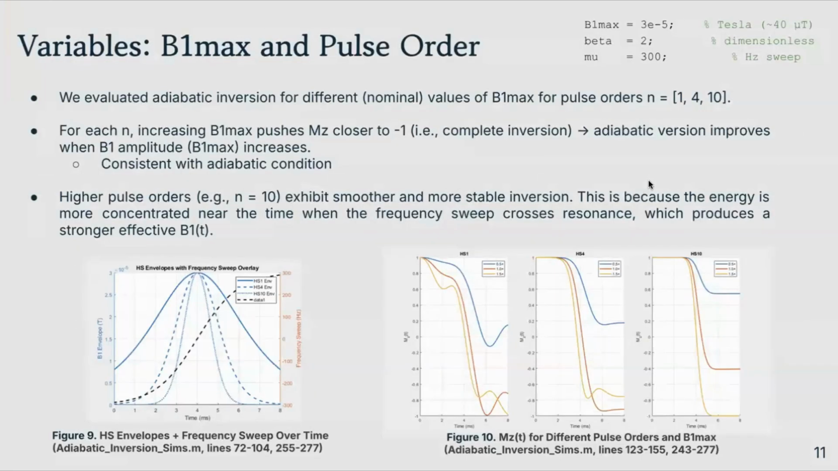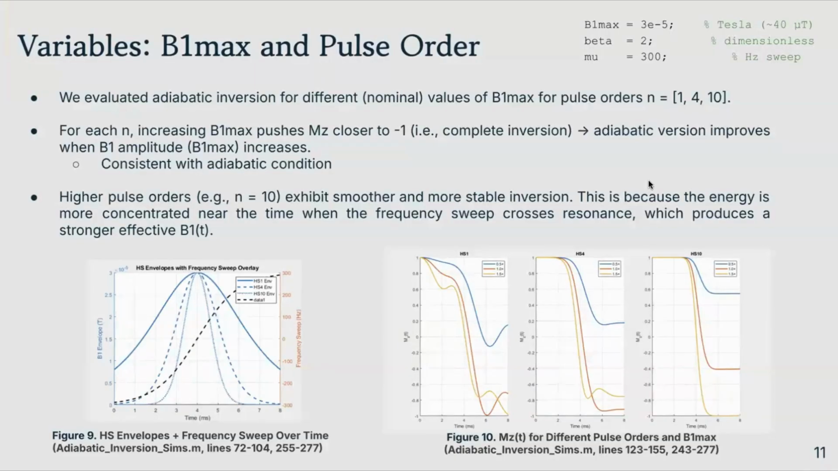Next, we're going to talk a little bit about what happens when we vary B1 max over pulse orders 1, 4, and 10. So the frequency sweep and HS envelopes used in these experiments are illustrated in figure 9. And then from figure 10, we see that the HS10 achieves smoother, more stable inversion because a higher pulse order produces a more narrow and steep envelope that more easily satisfies the adiabatic condition.